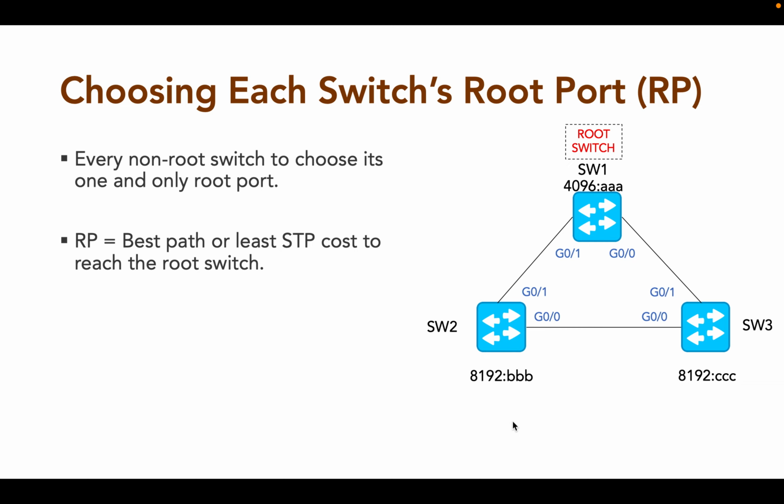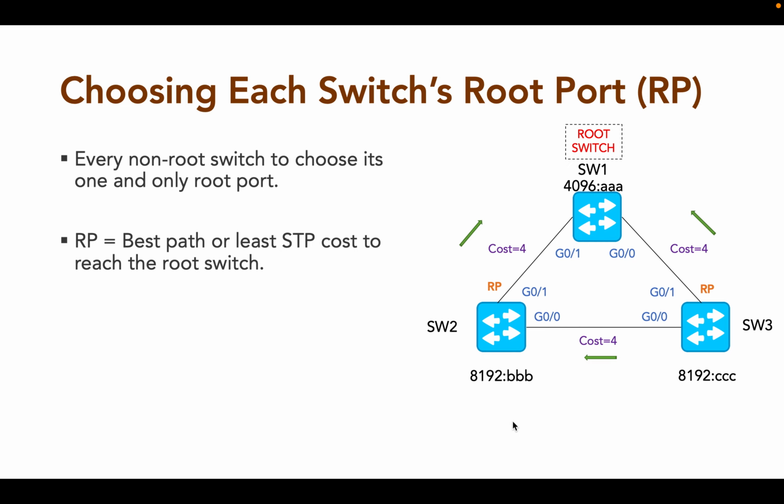So let's take a topology where switch 3 has two possible physical paths to forward the frame to the root switch: the direct path to the right, and the indirect path to the left through switch 2. As you can see, the cost over the direct path out of switch 3's Gi0/1 port has a total cost of 4, and the other path has a total cost of 4 plus 4, that is 8. So switch 3 picks its Gi0/1 as root port, as it has the least cost path to send frames to the root switch. And similarly, switch 2 chooses Gi0/1 as its root port.